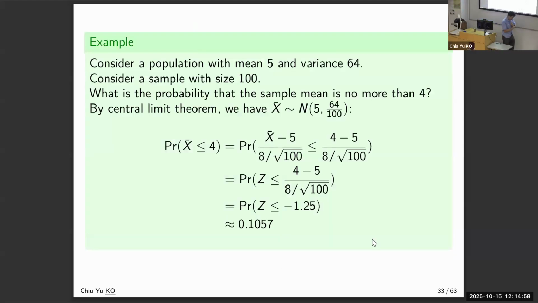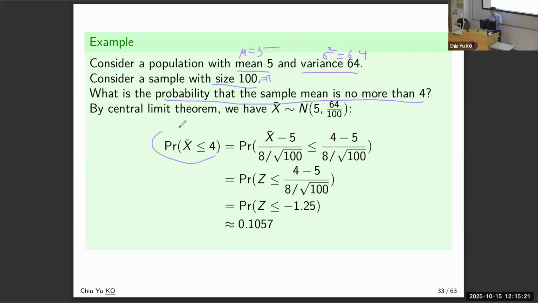So let me have this example very quickly. We have a population with mean 5 and variance 64. So mu is 5, sigma squared is 64, and sample size n is 100. What is the probability that the sample mean is no more than 4? That's the question. By the central limit theorem, because n is large enough, the sample mean is normal.